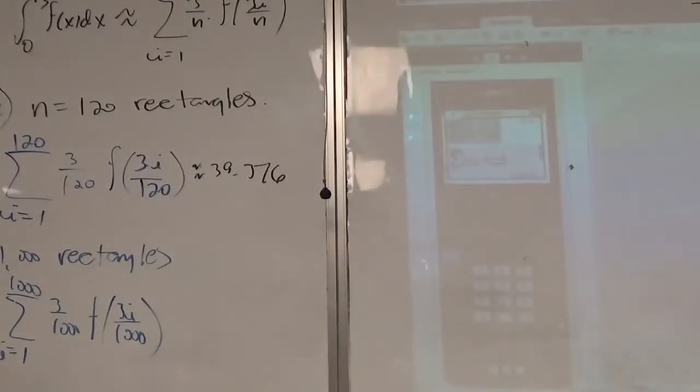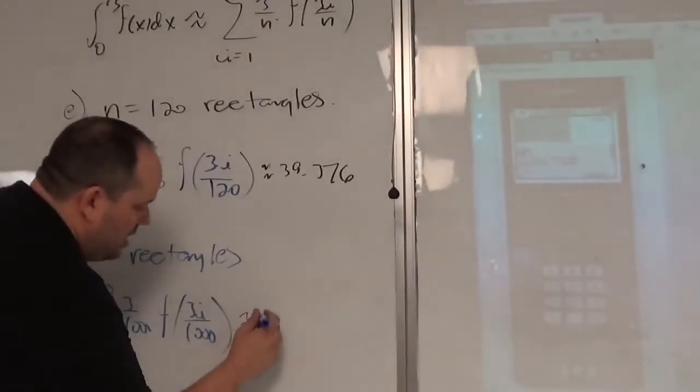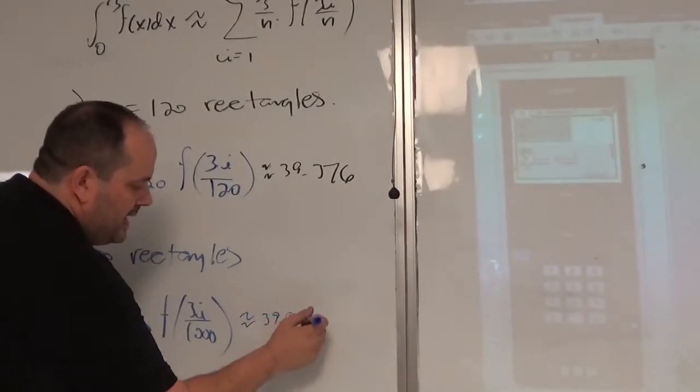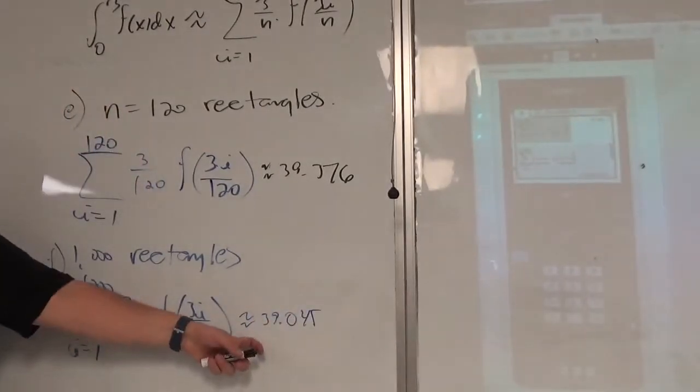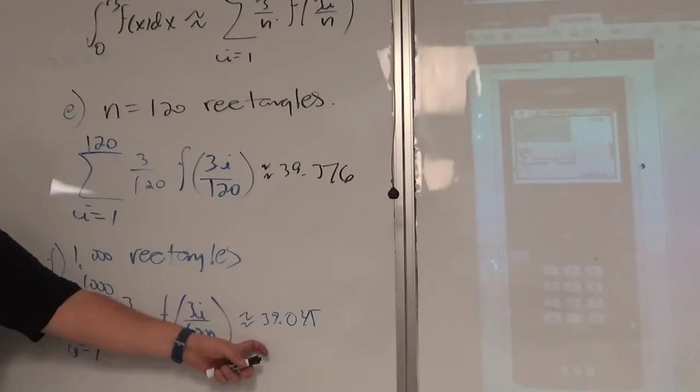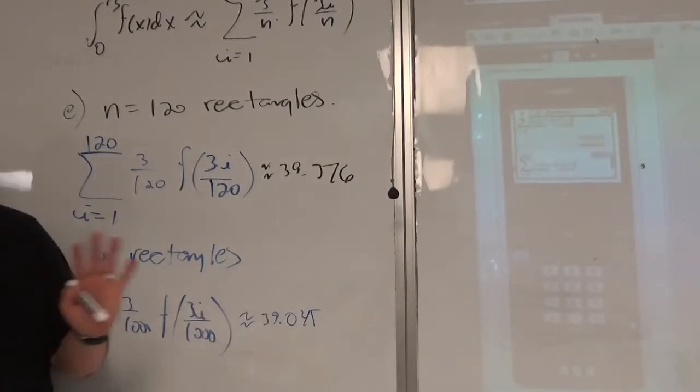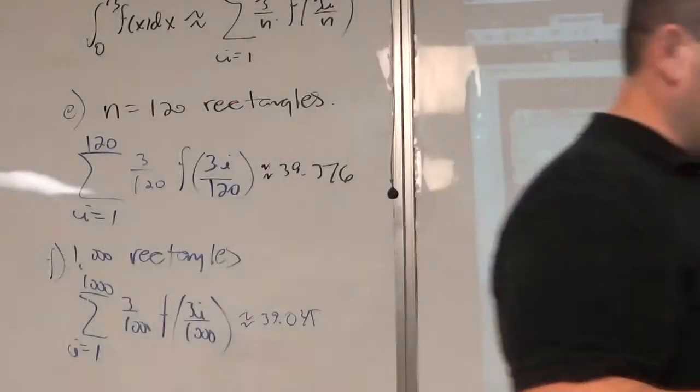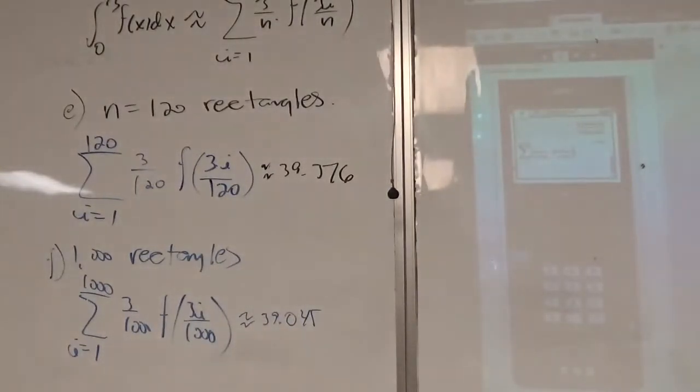Okay. Daisy, what are you getting on your calculator? I got 39.045. Anybody else get 39.045? Okay, we get some folks getting 39.045. Your calculator's doing all the heavy lifting here.